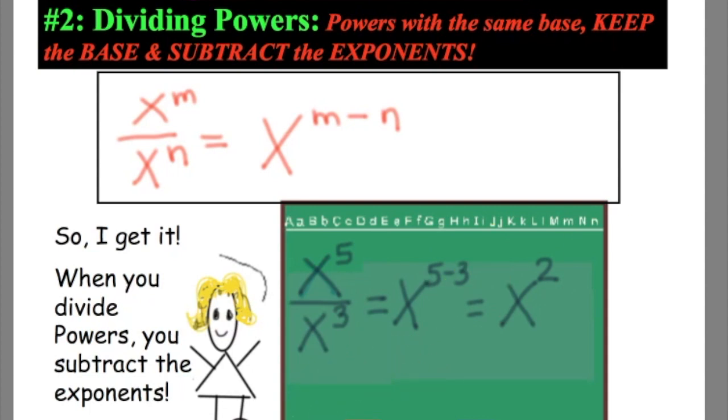All right, how about you try one for me? How about we try 3 to the 5th power being divided by 3 to the 2nd power. Okay, base is the same, so I'm going to keep my base and apply the rule. 5 minus 2. Keep my base, 5 take 2 away, 3 to the 3rd power. Hope that's making sense to you.